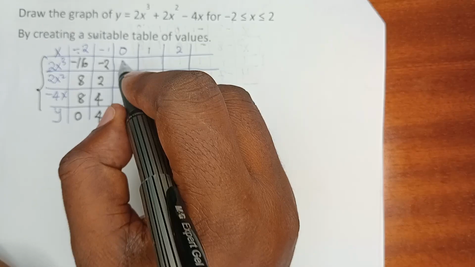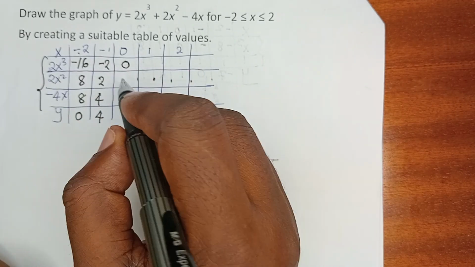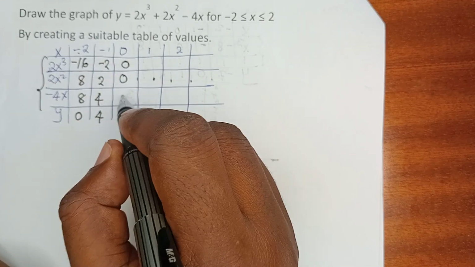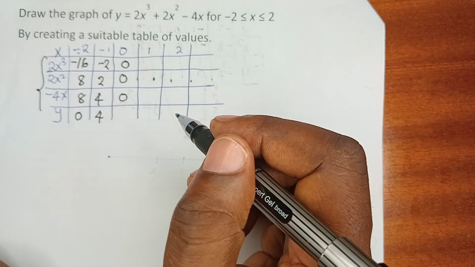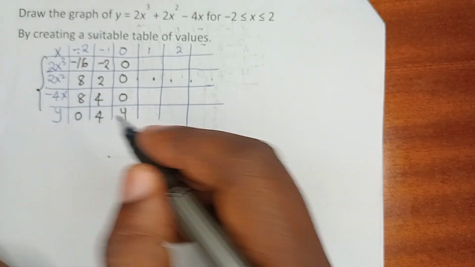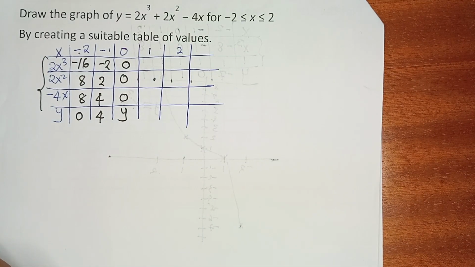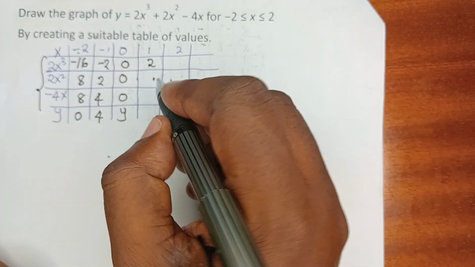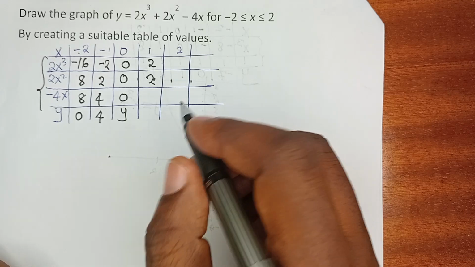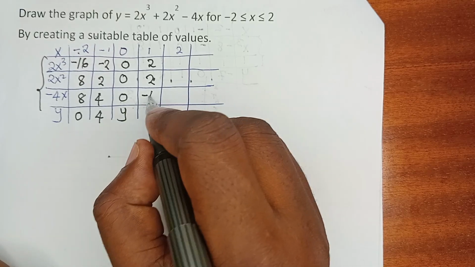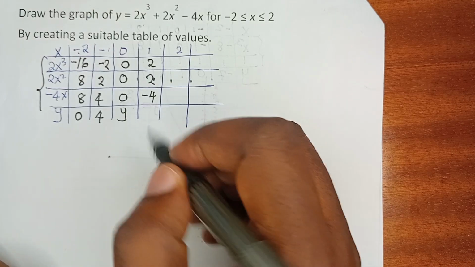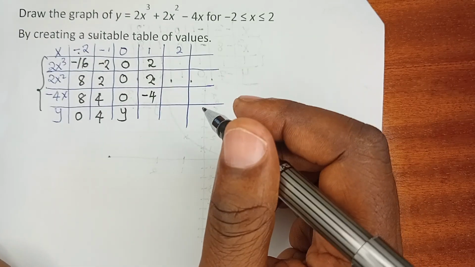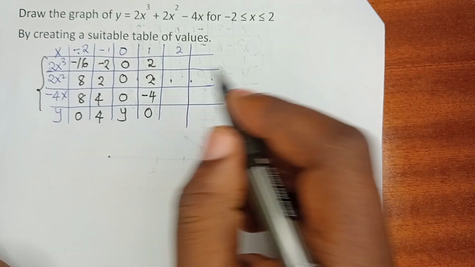When x is 0, the whole of 2x cubed is 0, 2x squared is 0, and even that is 0. And eventually y itself is 0. When x is 1, 2x cubed is 2, 2x squared is 2, and this is -4. And the sum of this, 4 plus -4, is another 0.